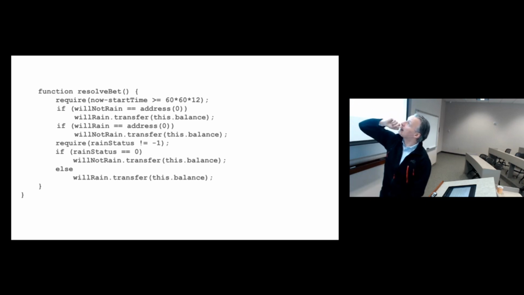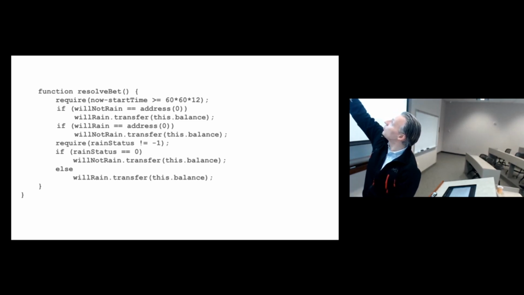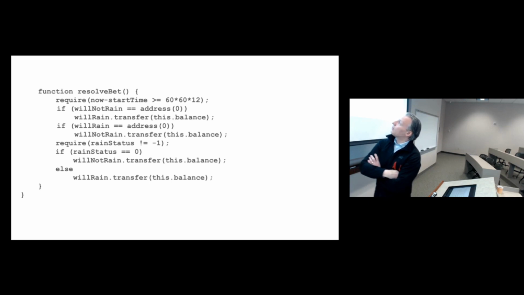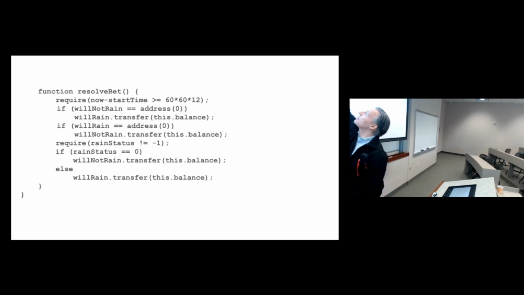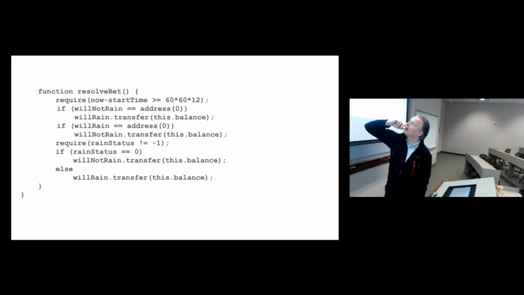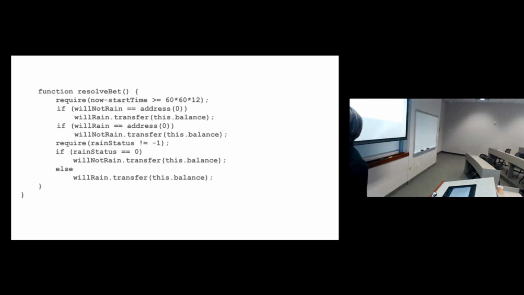And then same goes with, so if it is will not rain, then the will rain will have to be transferred, and the reverse is if it will rain wins, then the will not rain amount will be transferred. Then we have to ascertain rain status. So is rain status -1, or if rain status is 0, which is not the basic state of the rain status, which is the beginning state, then will not rain will be transferred for purposes of that balance. Same for if that's not the case, the will rain will be transferred in that balance.